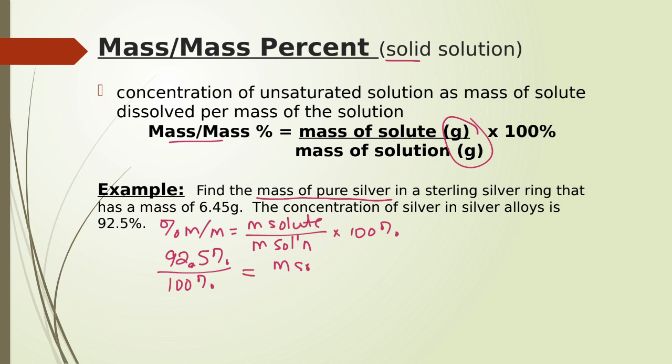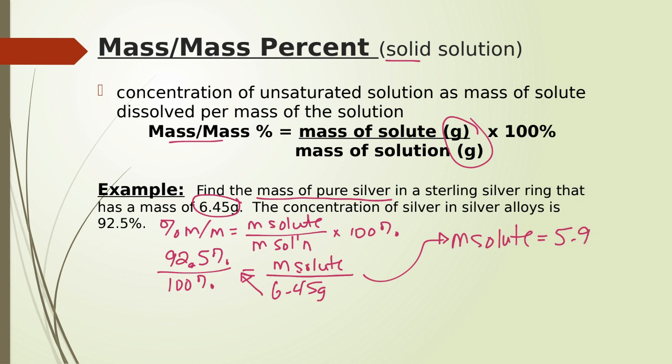So we'll leave that alone. And that means we need to know the mass of the solution. Well, the solution is the ring, and the ring has a mass of 6.45 grams. So we sub that in, and then we're going to cross multiply 6.45 by 92.5, divide by 100. And then we're going to get a mass of solute that equals 5.97 grams. Again, keeping with significant figures.